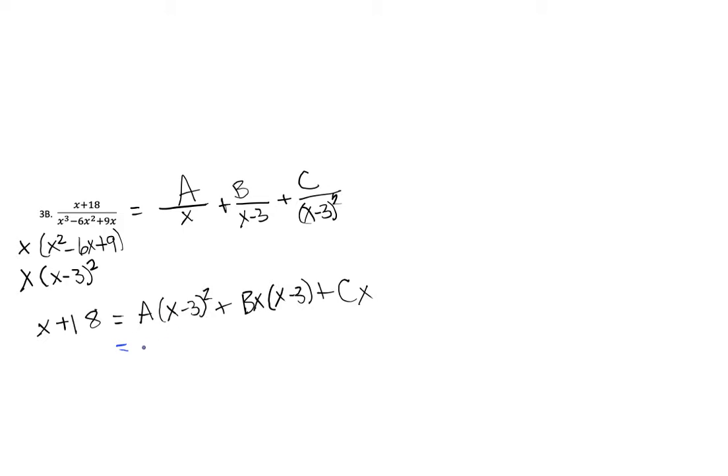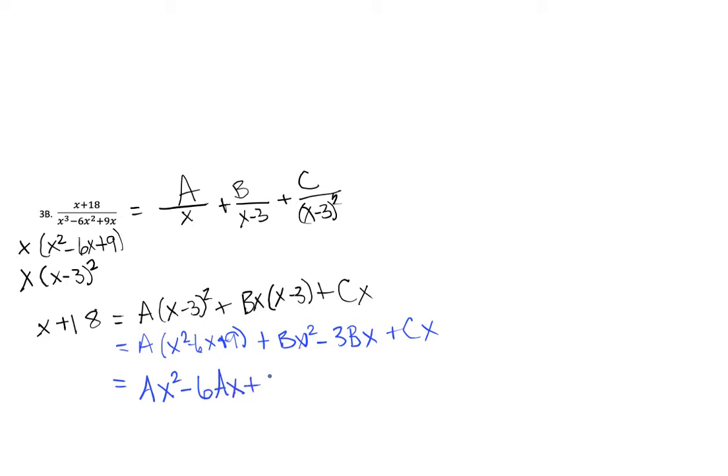I remember that, let's see, A, and this is x squared minus 6x plus 9. And this is Bx squared minus 3Bx plus Cx. Distribute that A through, so I have Ax squared minus 6Ax plus 9A. And I'll bring the rest down, plus Bx squared minus 3Bx plus Cx.